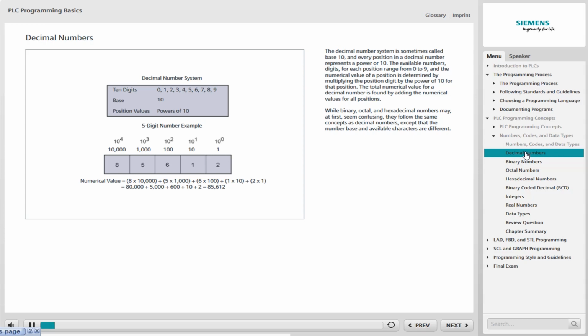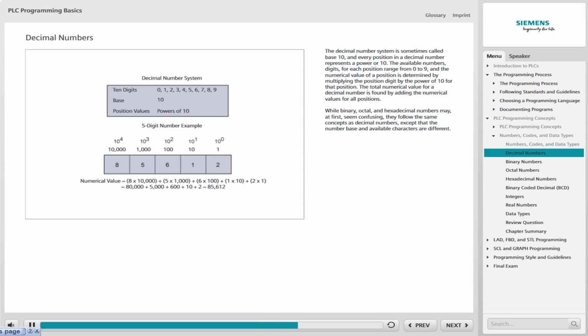The decimal number system is sometimes called base 10, and every position in a decimal number represents a power of 10. The available numbers, digits, for each position range from 0 to 9, and the numerical value of a position is determined by multiplying the position digit by the power of 10 for that position. The total numerical value for a decimal number is found by adding the numerical values for all positions.